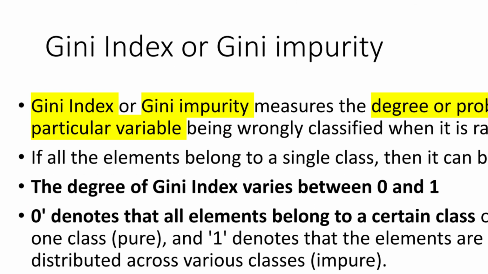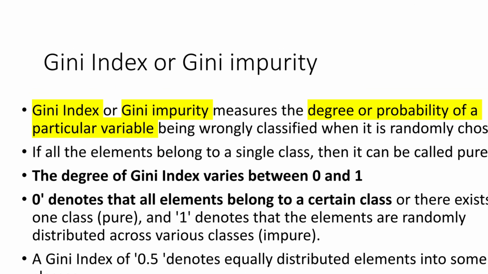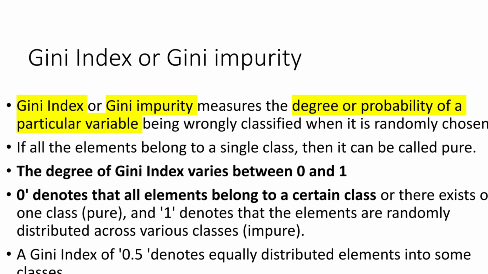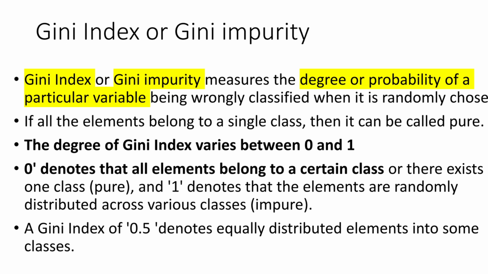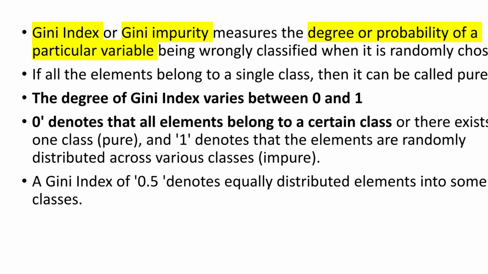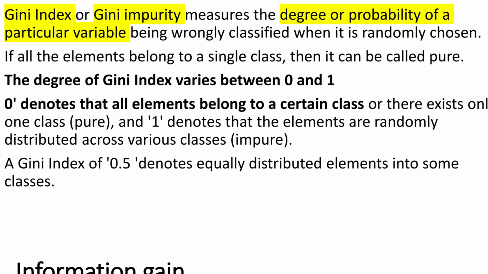The Gini index, or the Gini impurity, measures the degree or probability of the particular variable. This index varies from 0 to 1. 0 indicates that it belongs to one certain class. 1 indicates that it is randomly distributed across various classes, impure. Gini index 0.5 denotes equally distributed elements in some classes.